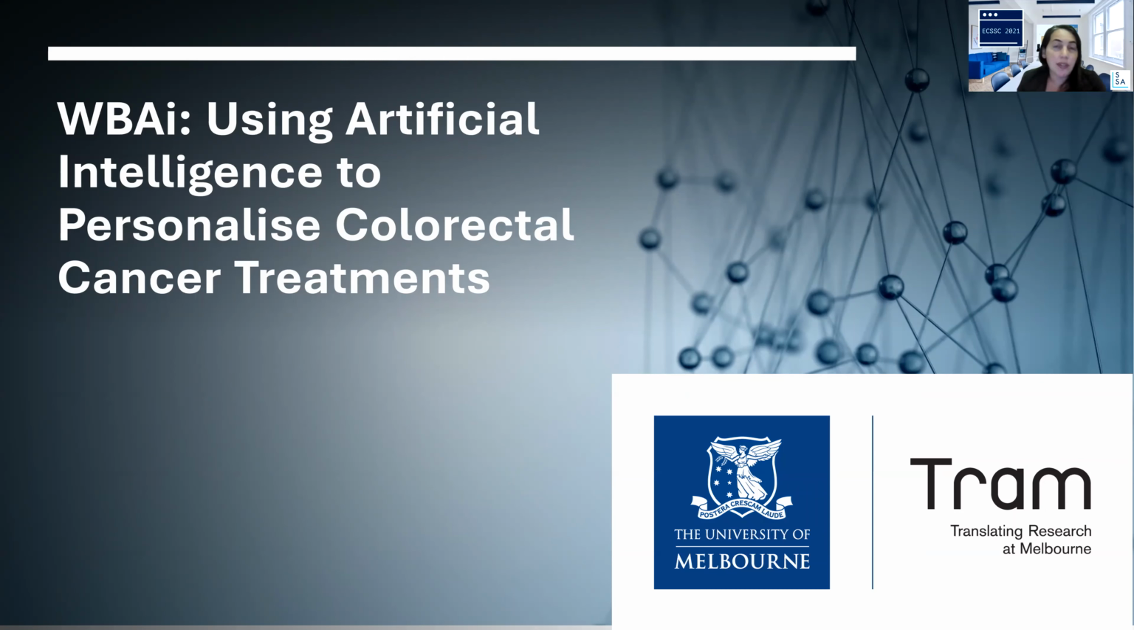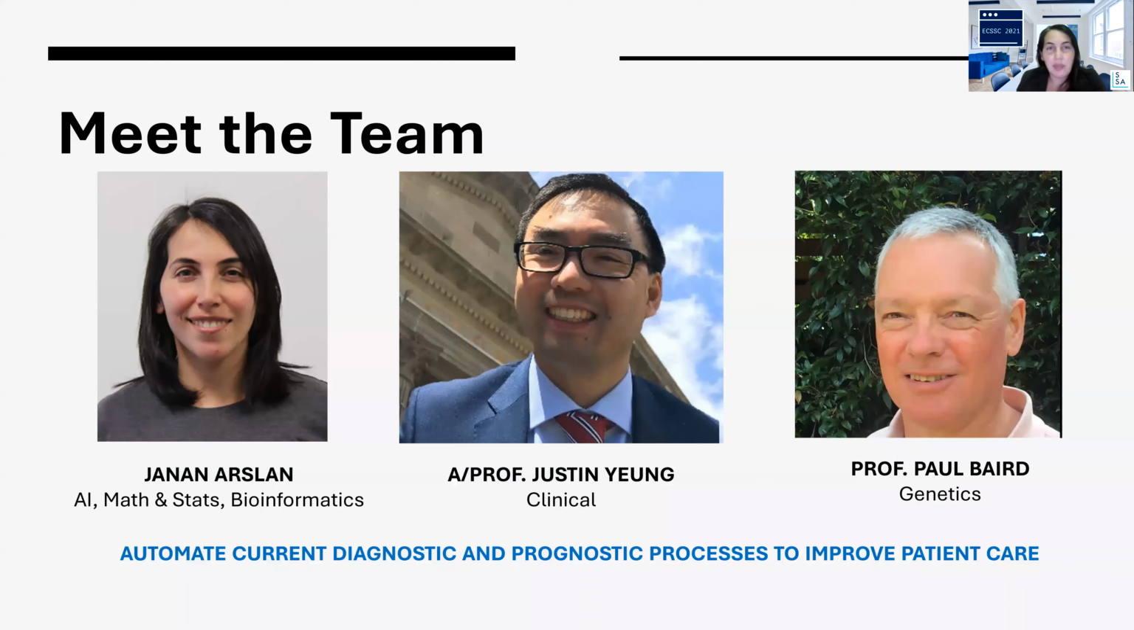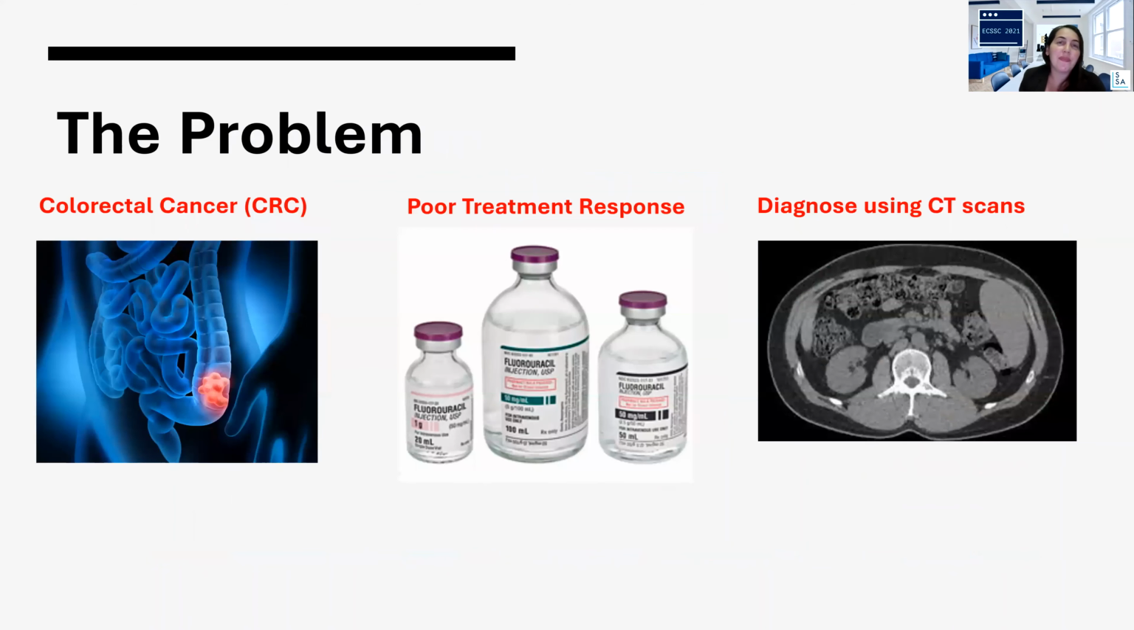My name is Janan, and today I will talk to you about whole body analytics and the use of artificial intelligence to personalize colorectal cancer treatments. The team consists of myself as the AI expert, Professor Justin Jung as our clinician, and Professor Paul Baird as our geneticist. While we are experts from different fields, we have come together for one purpose, and that's to automate current clinical processes in order to improve patient outcomes.